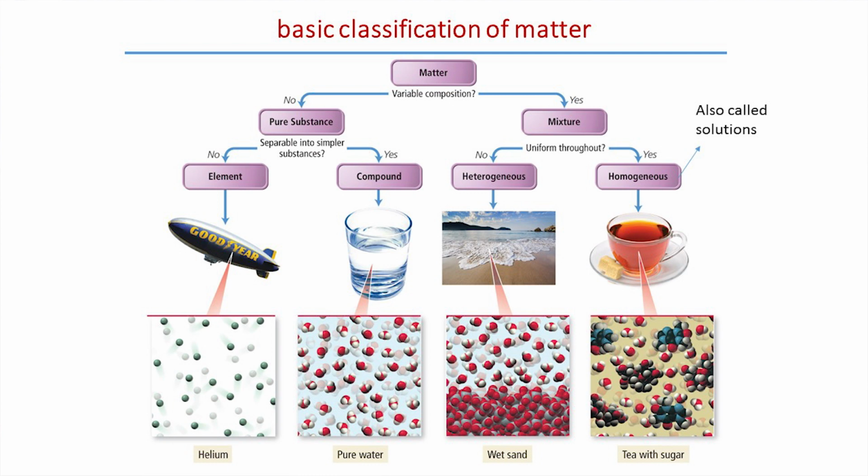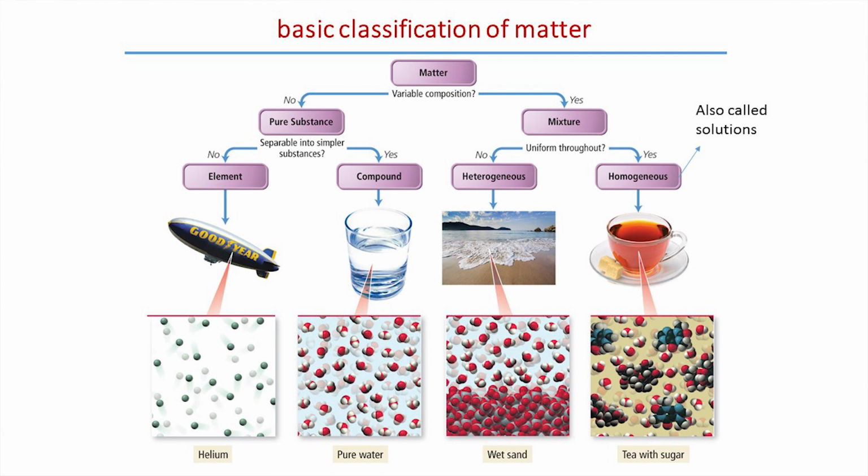With heterogeneous, you can see where it's different throughout. Now, wet sand: you have water, and then you have water kind of mixed with some sand down below. You can see two distinct layers there in that image, so that would be considered a heterogeneous mixture.